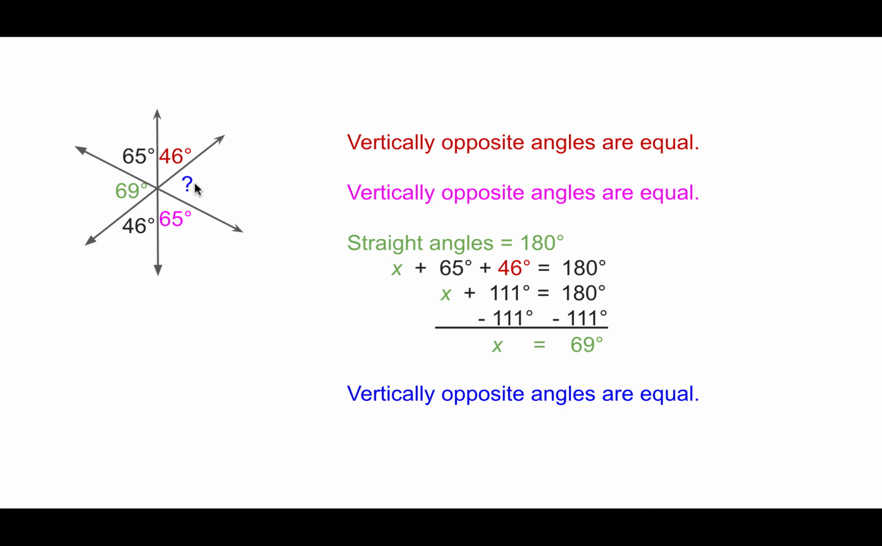And the last one is the blue one. And the blue one, I said vertically opposite angles are equal. So vertically opposite the blue angle, the blue question mark, is my 69 degrees. So the blue question mark is also 69 degrees.